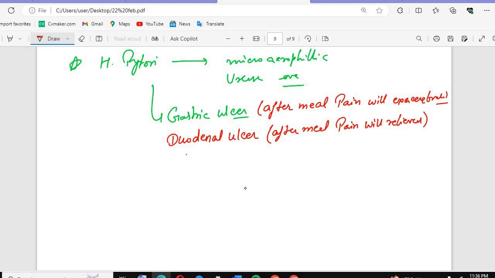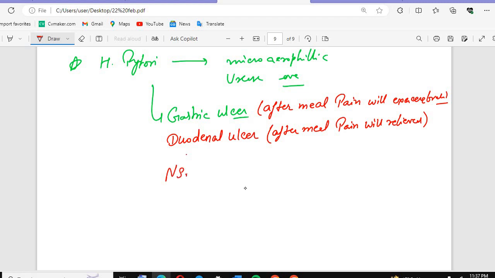So when we eat meals, the pain will subside for some time, but after some time, like 2 to 3 hours, we will get the pain in the duodenum. So remember this point: if you have a gastric ulcer, after the meal the pain will be exacerbated. In a duodenal ulcer, the pain will be relieved during the meal, but there will be pain after 2 to 3 hours.